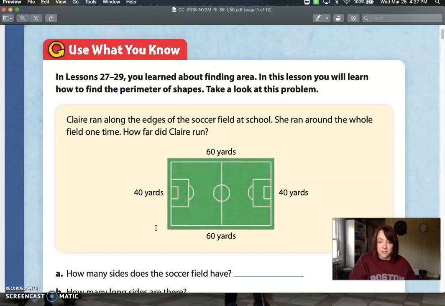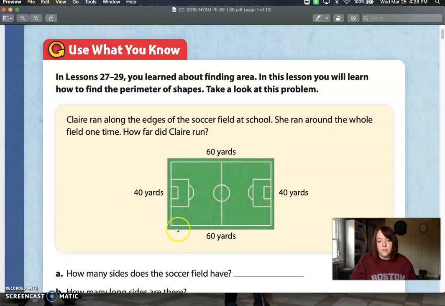Now before I even do anything, area is multiplication. Perimeter is addition. So when it says perimeter, she ran around the outside only. She never touched the inside of the yard, okay, or the field. So she only ran on the outside, so we're just finding the outside numbers. So that's why you're adding. So I'm going to add 60 plus 40 first. We already know that equals 100.